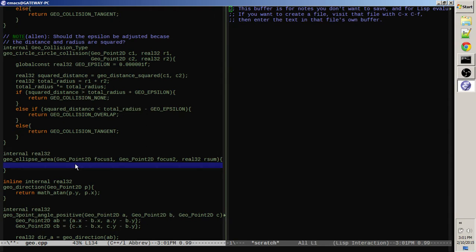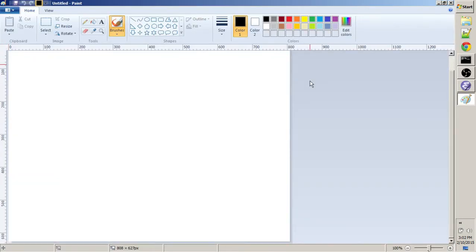Now, how do you compute an area on something like this? Well, what we actually need to know to find an area of this is we want to know how long its longest axis is and its shorter axis. I should draw a picture of this. I'm going to see if I can pop open Paint. Alright, cool. Hopefully this will do.